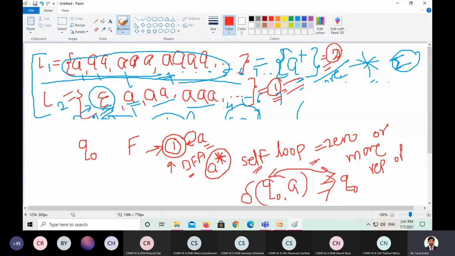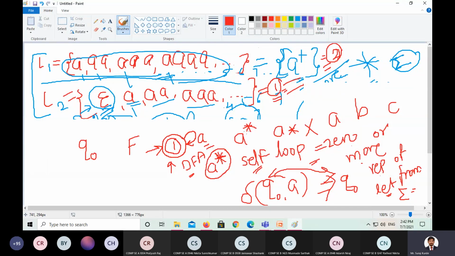repetition of a letter from the alphabet. We have to repeat 0 or more times the letter, any letter from the alphabet. It may be A, it may be B, it may be C. Wherever you find such a self loop, there you have to write this star on the alphabet as a superscript. You have to use star as a superscript, not in front of A. Here, this is wrong. What you have to do? Superscript.